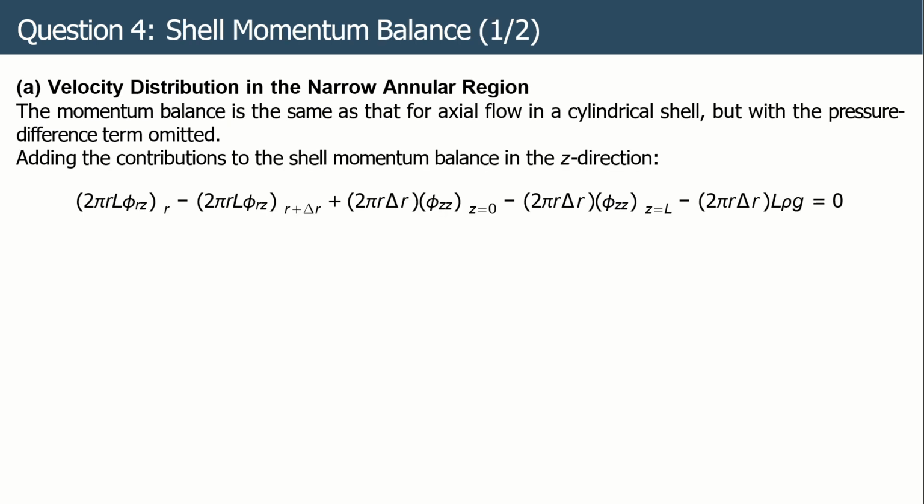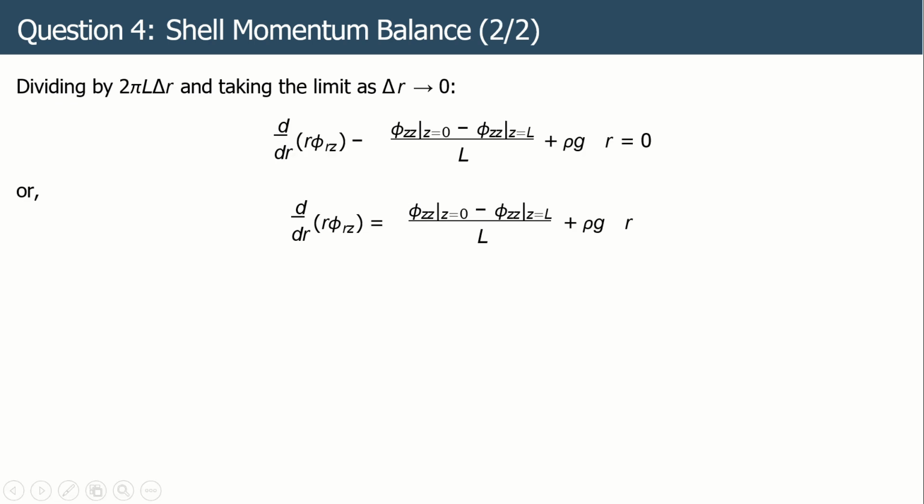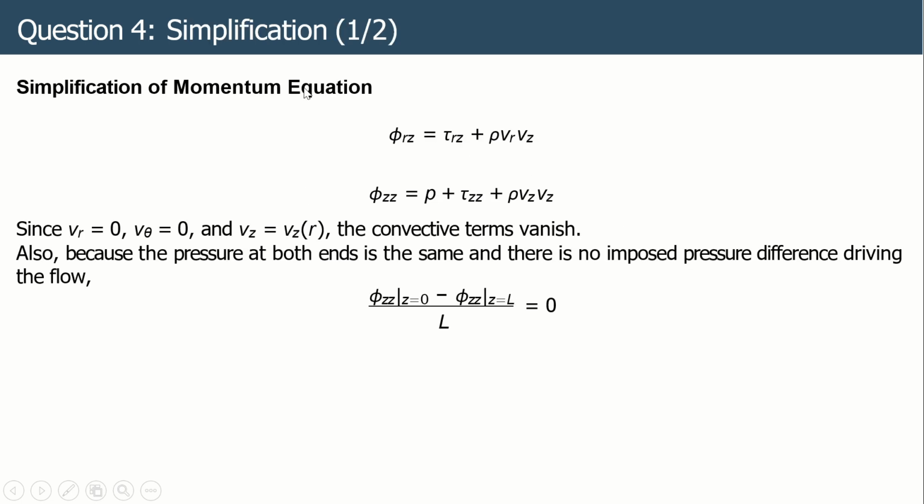So for part A, the velocity distribution in the narrow annular region, the momentum balance is the same as that for axial flow in the cylindrical shell, but with the pressure difference term omitted. Adding the contributions to the shell momentum balance in the z direction, we have this in the r direction, and we add up the shell momentum balance for the z direction. So we will get the overall shell balance as this. Then dividing it by 2 pi L delta r and taking the limit as delta r tends to 0, we will get this equation.